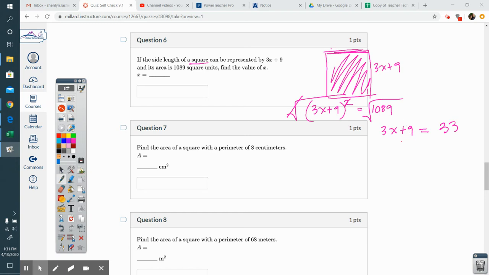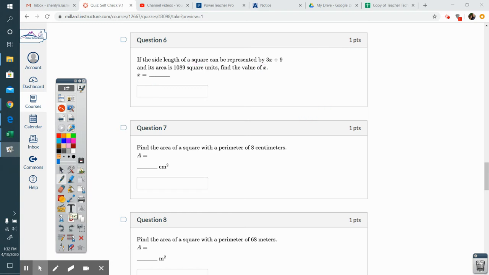So solve for x. Subtract 9. 3x equals 20, whoops, I subtracted wrong. 33 minus 9, I was going to say was 27, but it's not, it's 24. Then divide by 3, and x equals 8. So it said find the value of x. So right here, you just plug in 8.